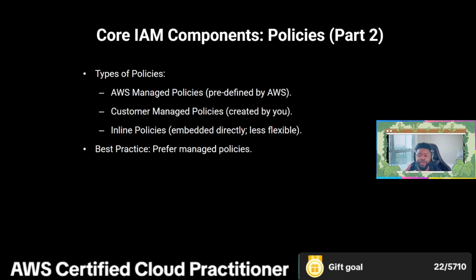So have you seen the three flavors? There's one that AWS gives you. You don't pay for it. It's already there for you. You can create your own. And then there is the inline one, where you need to attach to a user. So as a best practice here, you always prefer a managed policy. Managed policy is already there. Why should I reinvent the wheel?